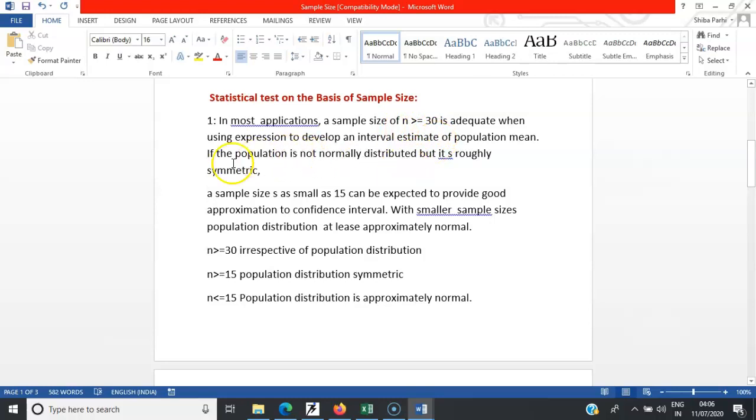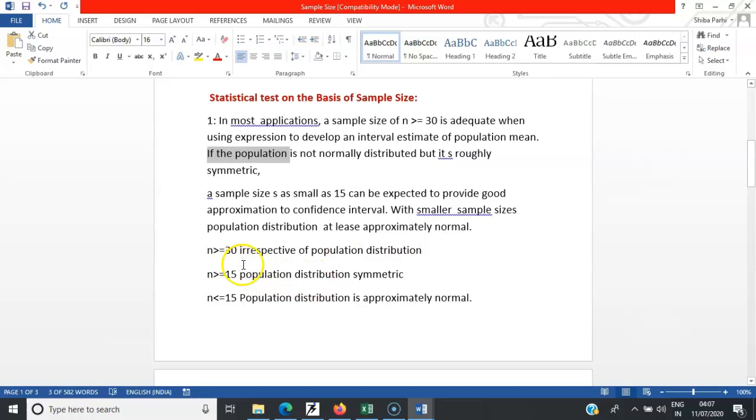So this is the characteristic of the population. If the sample size is as small as 15, it can be expected to build a good approximation of the confidence interval, with smaller sample sizes, if the population distribution is at least approximately normal. So a sample size of 15 is also enough if the distribution is symmetric and normally distributed.